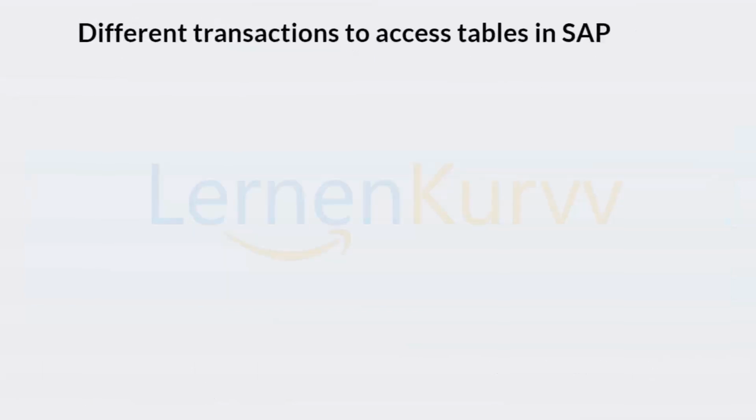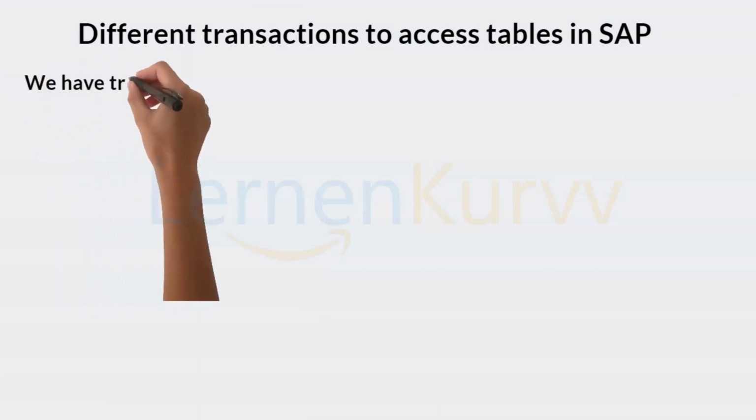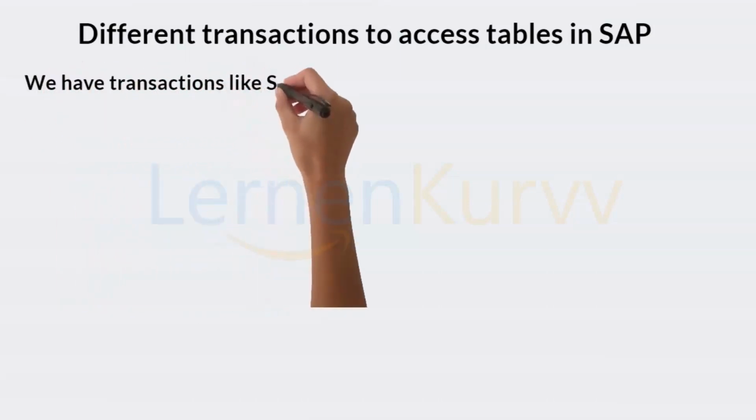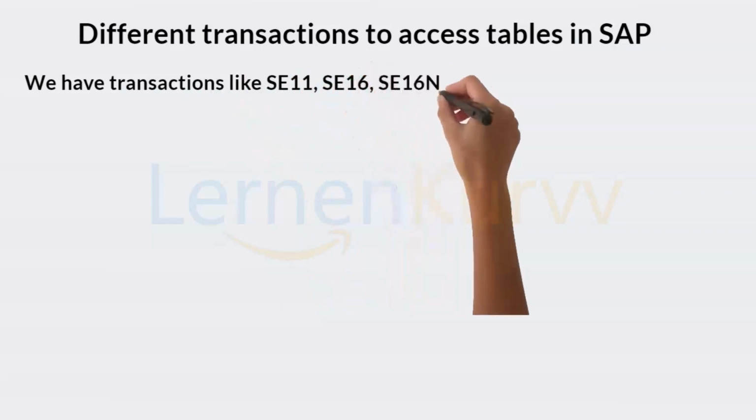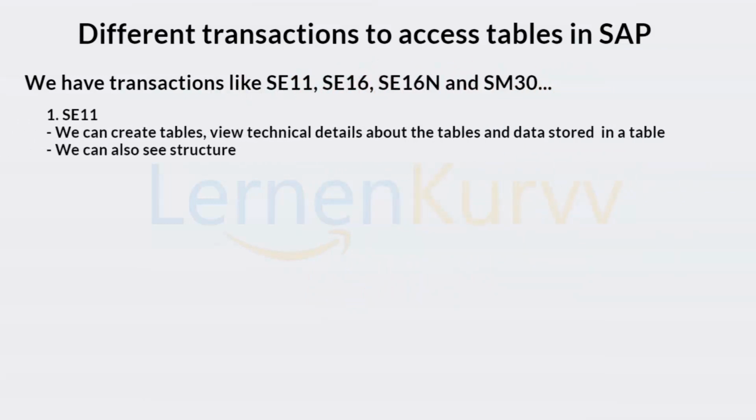Different transactions to access the SAP tables. What are the different transactions? What is the difference between them? We will look into these things. We have transactions like SE11, SE16, SE16N, and SM30. Let's understand how these can be different.